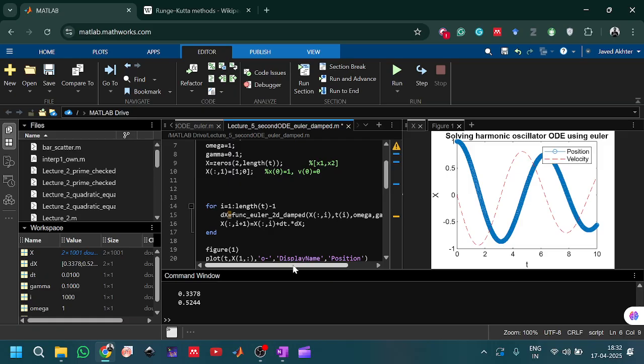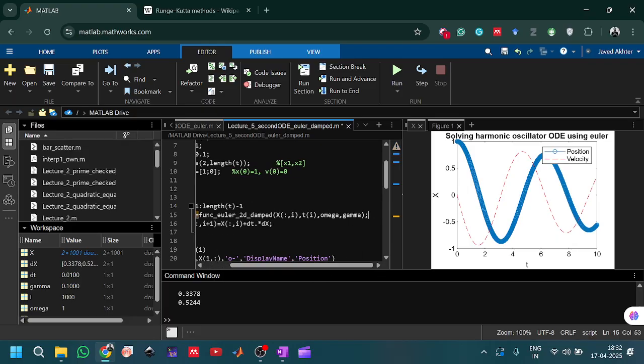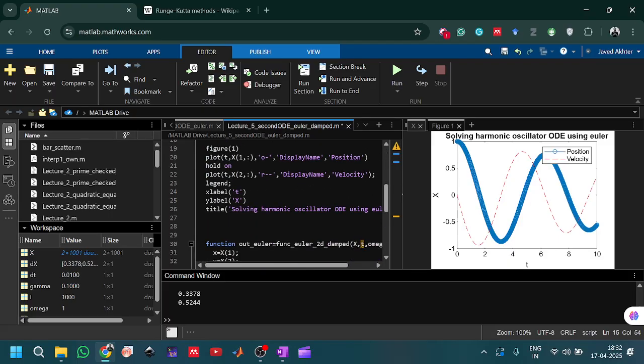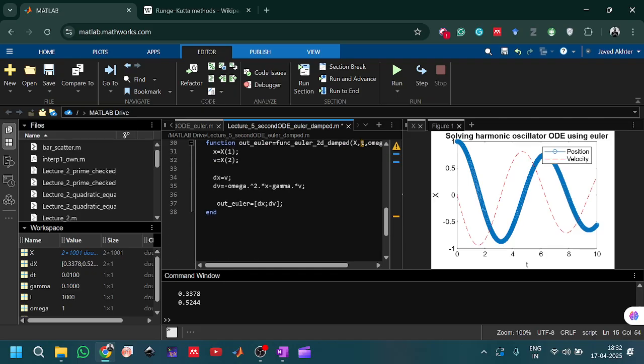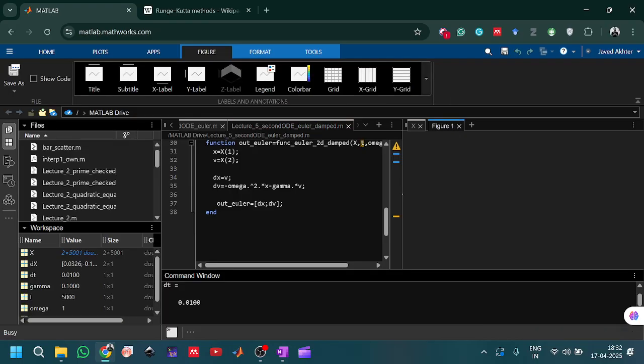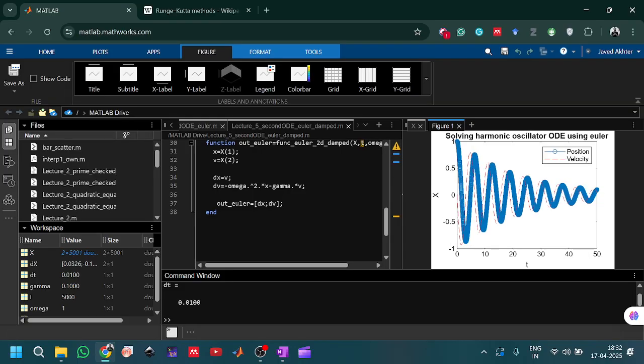Let dt remain the same, and let me close this. I will suppress the output here. Is there anything left for suppressing output? Okay, now it is working. Let me run it. Nice. You can see how the position is slowly decaying, and also how the velocity is slowly decaying.